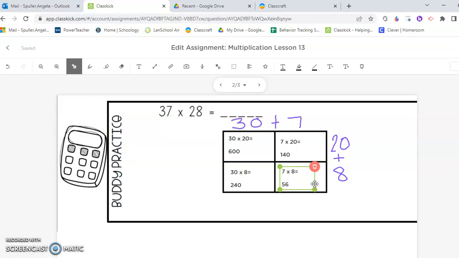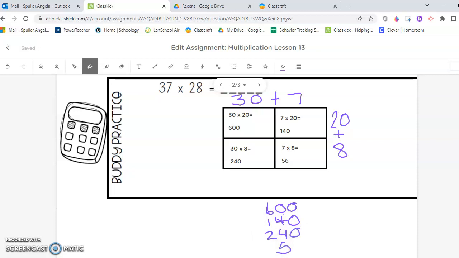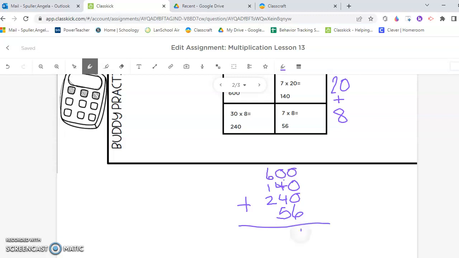Now that we have it, we're ready to do our adding, right? Take all our partial products. So we got 600, we got 140, 240, and 56. Let's add these together. The ones column gets me 6. 8, 5 is 13. Here, 1, 6, 7, 8, 9, 10. I get 1,036 is my answer.